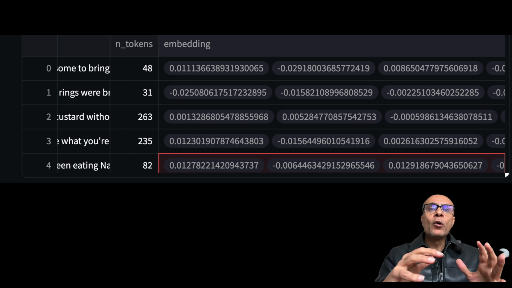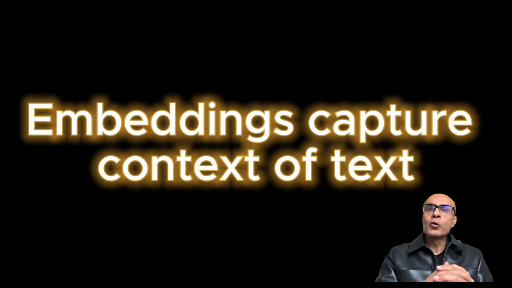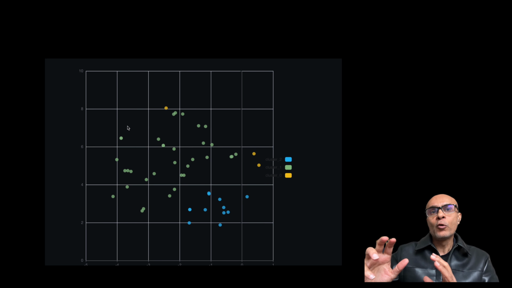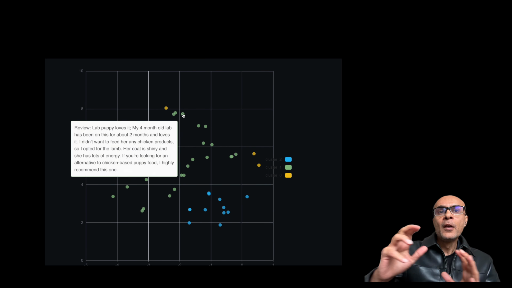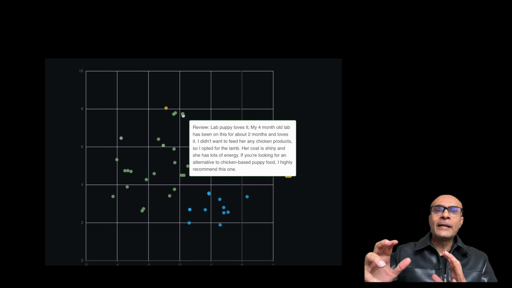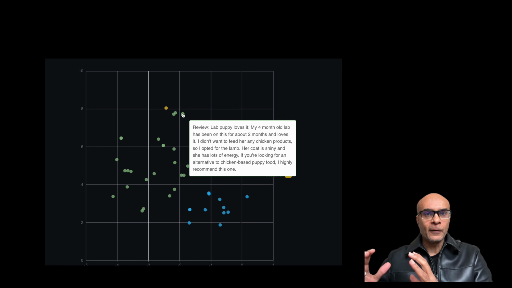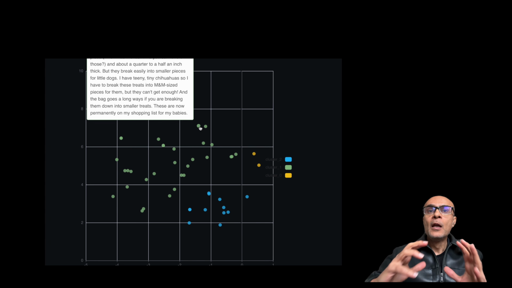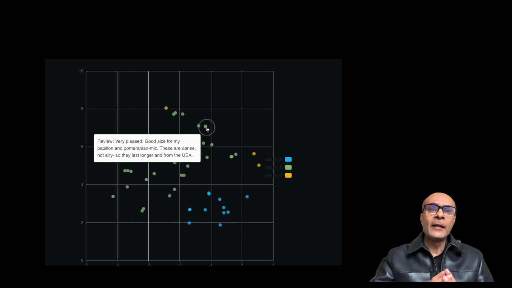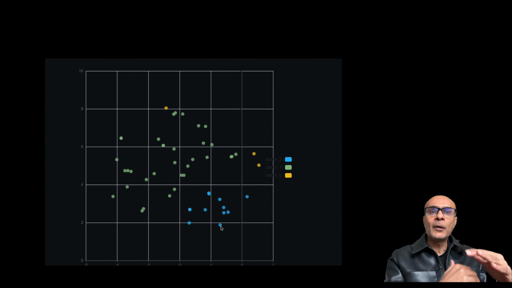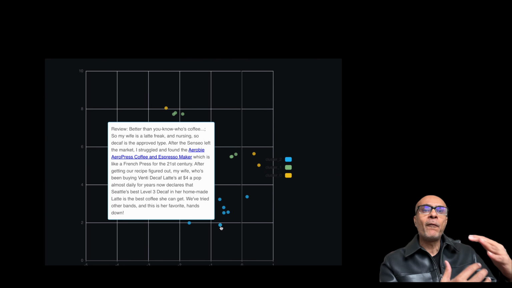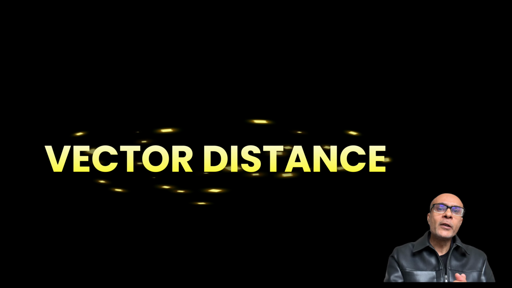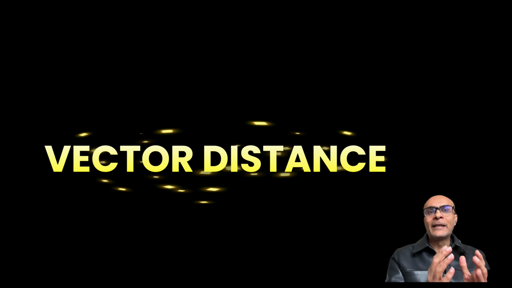And embeddings are more than just numbers. They also capture the context of the text. So if you plot these embeddings on a 2D visualization, you will see that all the related texts will be close to each other. So in our example, the reviews which are related to dog food will be close to each other, and the reviews which are related to some other products such as coffee will be far from the dog food reviews.